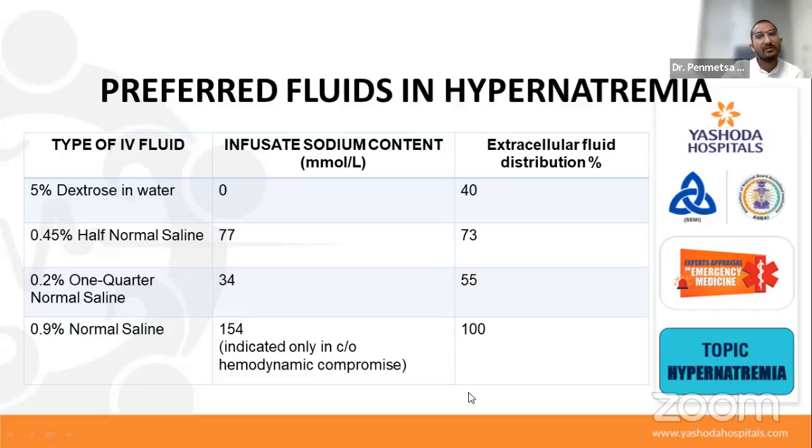Why loop diuretics? Among the diuretics that we use, loop diuretics are the ones that act more proximally, and they are the ones that tend to cause more free water loss rather than sodium loss. Why? Because your countercurrent mechanism, your ability of the kidney to maintain the concentration gradient, is done by the thick ascending loop of Henle, and that is where the loop diuretics act. So your kidney loses the ability to concentrate or dilute the urine. That is why loop diuretics cause hypernatremia.